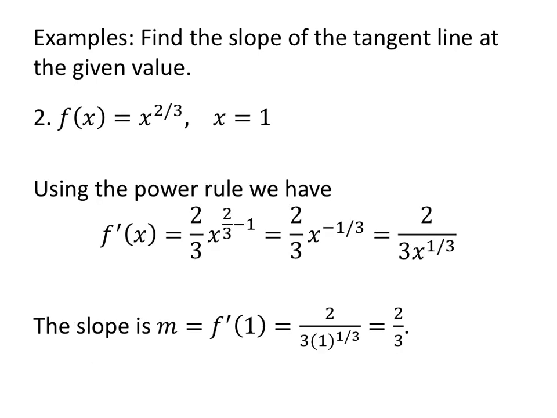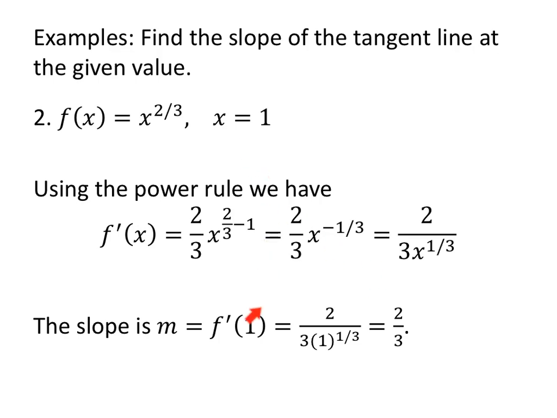If f of x equals x to the 2/3 at an x value of 1, using the power rule, we bring down the 2/3. We'll have x to the power of 2/3 minus 1. That's 2/3 x to the negative 1/3. And you can rewrite it with a positive exponent as 2 over 3 x to the 1/3.